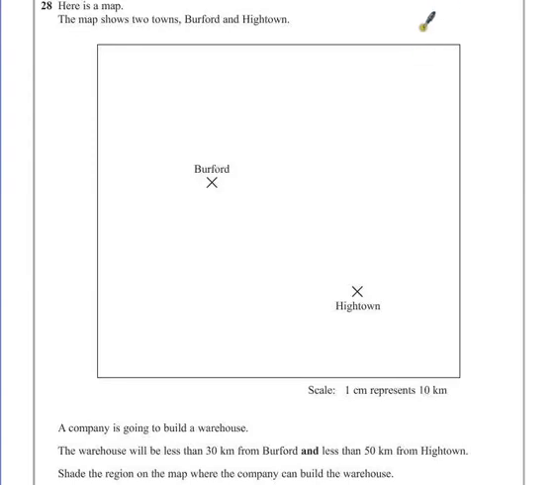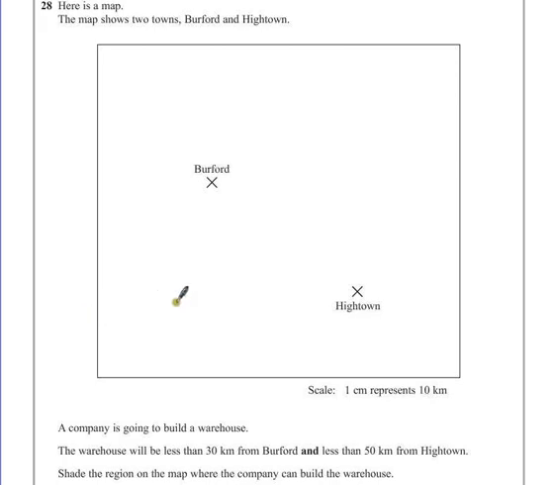Question 28. Here is a map. The map shows two towns, Burford and Hightown. We have a scale saying 1 centimetre represents 10 kilometres. A company is going to build a warehouse. The warehouse will be less than 30 kilometres from Burford and less than 50 kilometres from Hightown. Shade the region on the map where the company can build the warehouse.